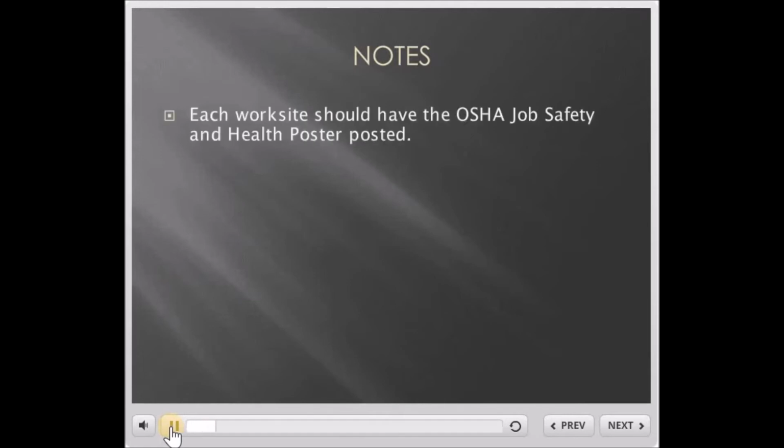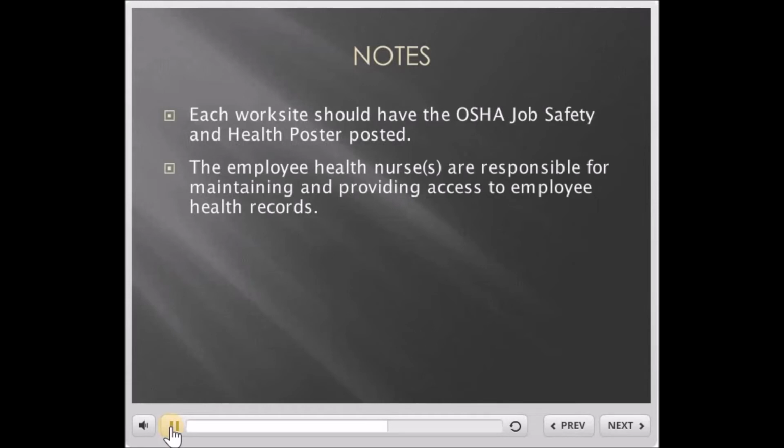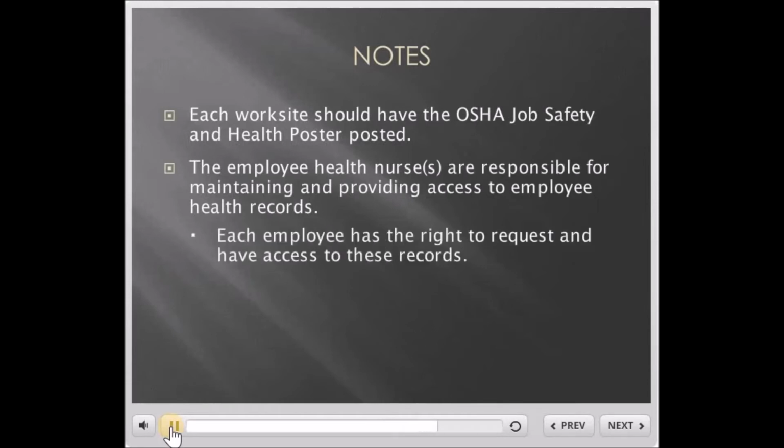The agency is required to post the OSHA Job Safety and Health poster in the workplace so that employees are aware of their rights regarding safety and health. Please contact your personnel coordinator or safety if this poster is not posted in your work area. The employee health nurses are responsible for maintaining and providing access to employee health records. Each employee has the right to request and have access to these records.